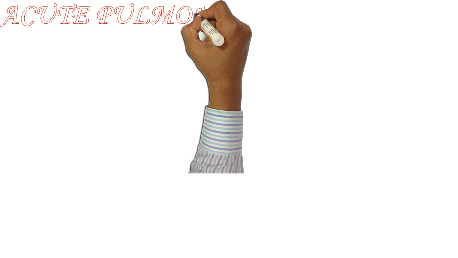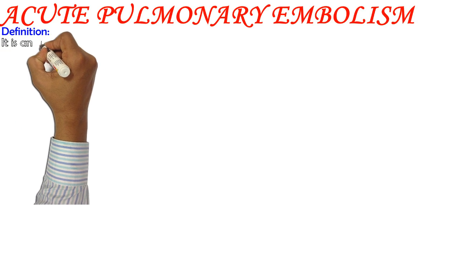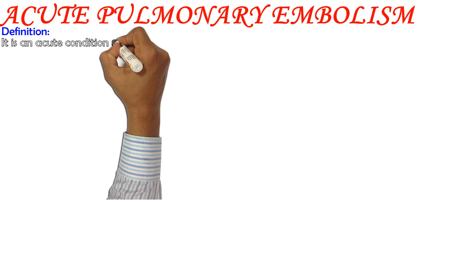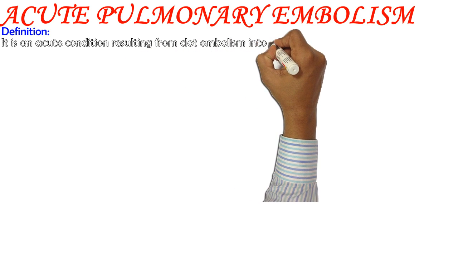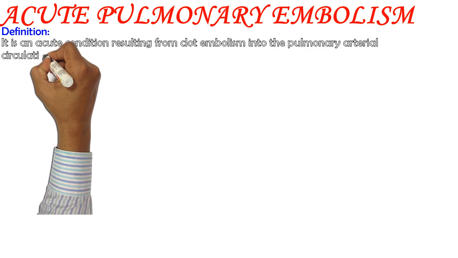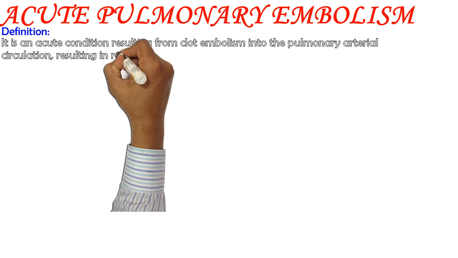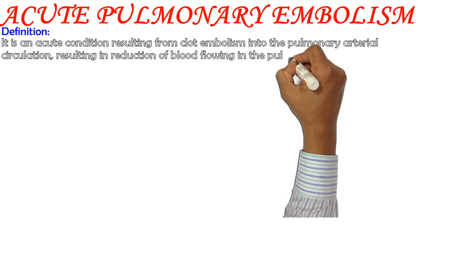Welcome. Today's topic is going to be acute pulmonary embolism, which is one of the most important medical emergencies. By definition, an acute pulmonary embolism refers to an acute condition that results from clogging by a clot in the pulmonary arterial circulation, and this results in reduction of the blood flowing to the pulmonary arteries. In other words, it compromises pulmonary circulation. This is a very important medical emergency that requires immediate attention.